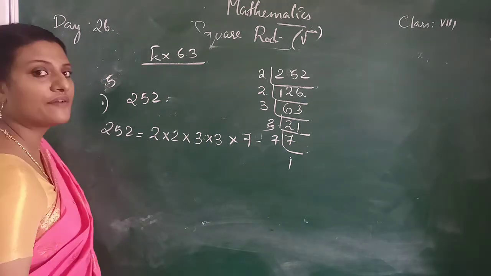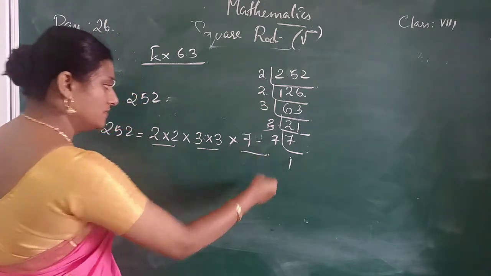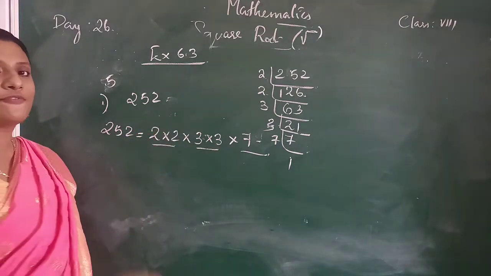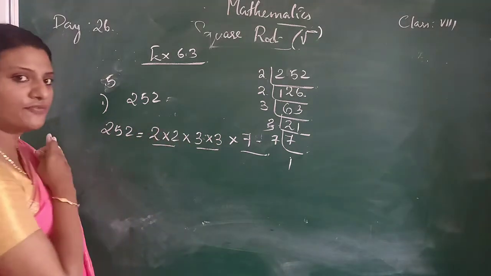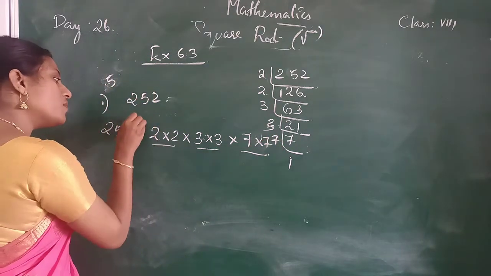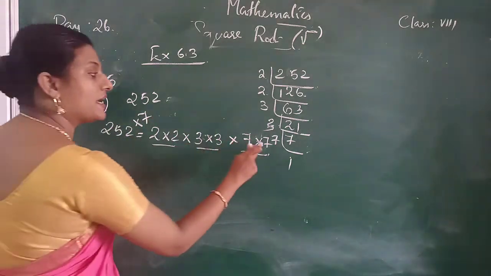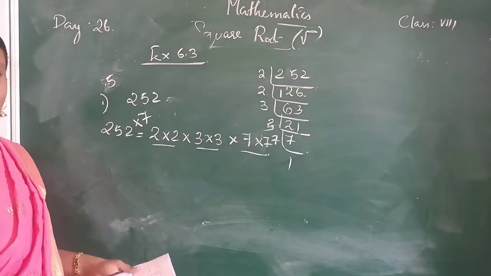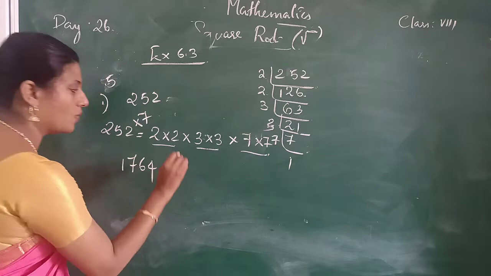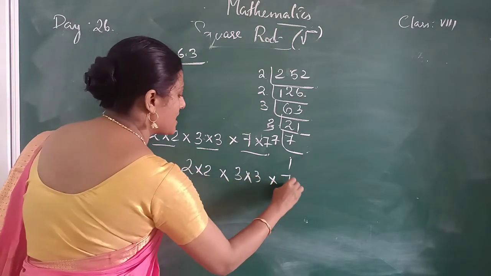To take the square root we have to pair the numbers. You pair 2 into 2, 3 into 3. Any pair for the number 7? No. So what you have to do? You have to give one pair for 7. Then only it will become a perfect square. So when you multiply a number by 7, you have to multiply both the LHS and the RHS. So when you multiply here by 7, you have to multiply 7 here also. Okay, so the number is 1764, equal to 2 into 2 into 3 into 3 into 7 into 7.